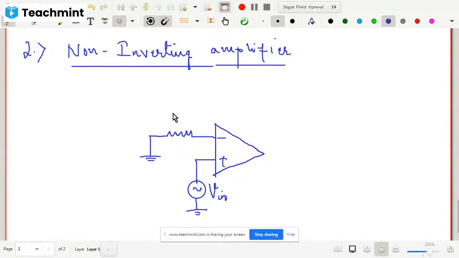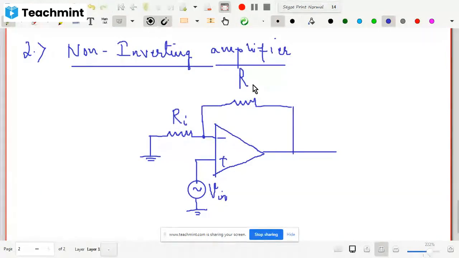We will call this Ri, and this would be my feedback resistance Rf. And of course, sometimes these supply voltages are not given, but let us write it: plus V and minus V. So these are my supply voltages, and here you will obtain the output voltage.